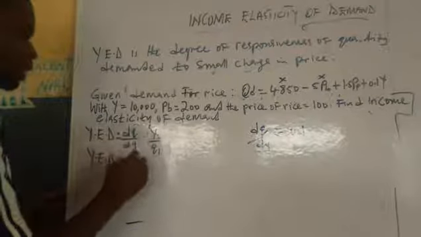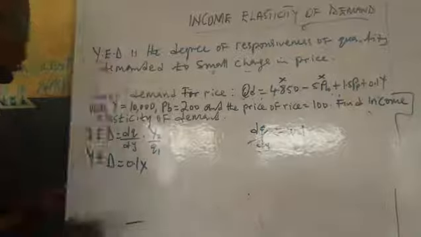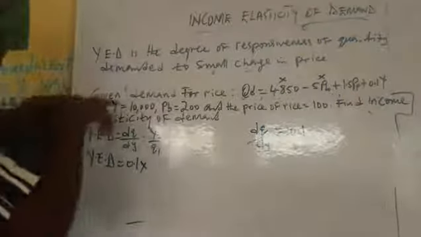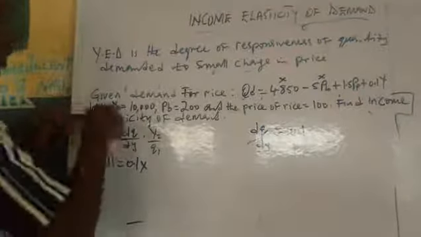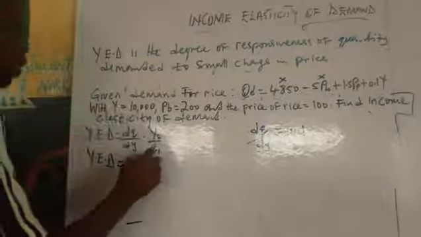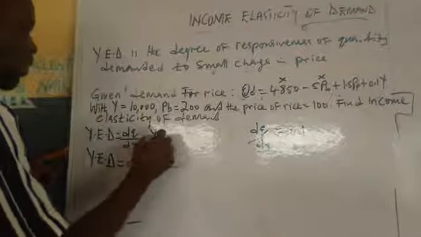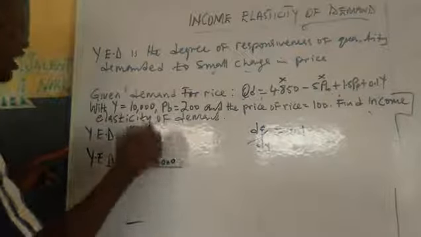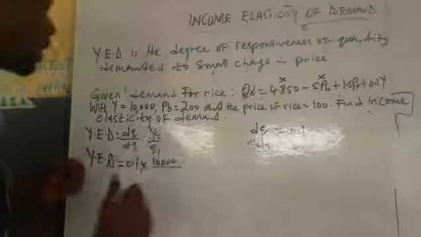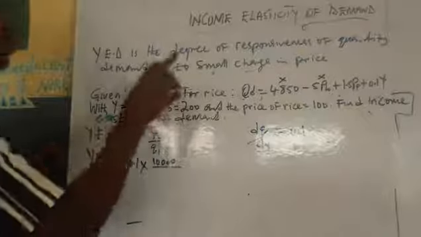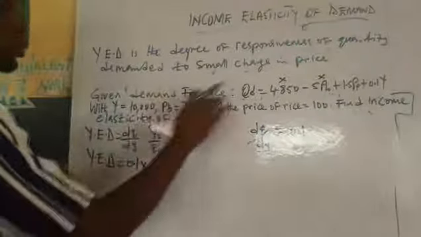Then we put the times sign, then y2. I told you that the income given to you in the question is your y2, and the income here is 10,000. So we put our 10,000 here, over Q1. What is our Q1? I told you in the previous video that if you want to get your Q1, you insert all the figures given to you in the function.